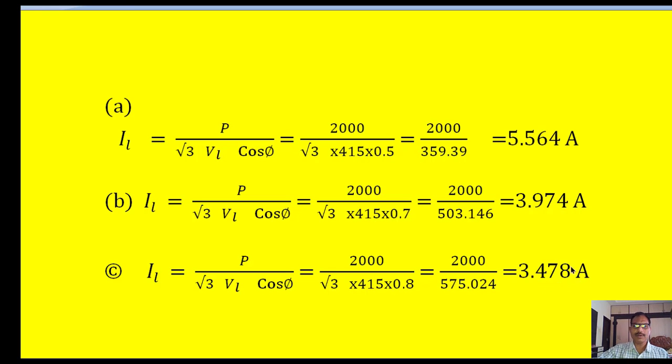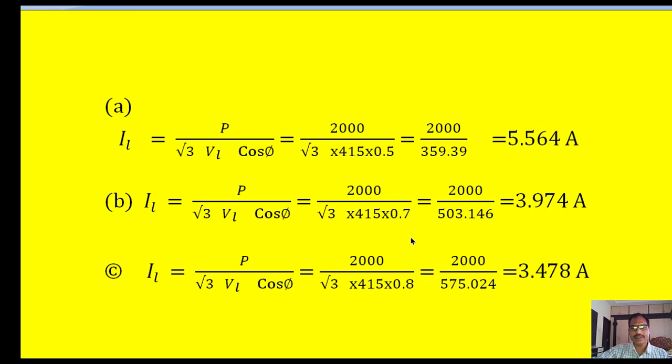So if you observe properly here, for a fixed load, if the power factor of the circuit changes, the current taken by the load also changes. If the current changes, it means the conductor size also has to be chosen accordingly. So when power factor is 0.5, the current taken by the load is 5.564 amperes. So the diameter of conductor for this current will be large.